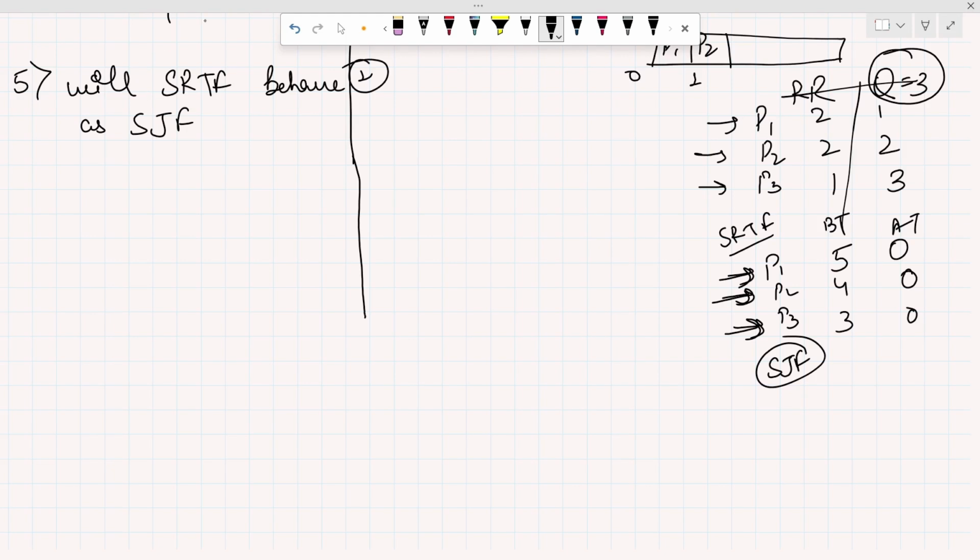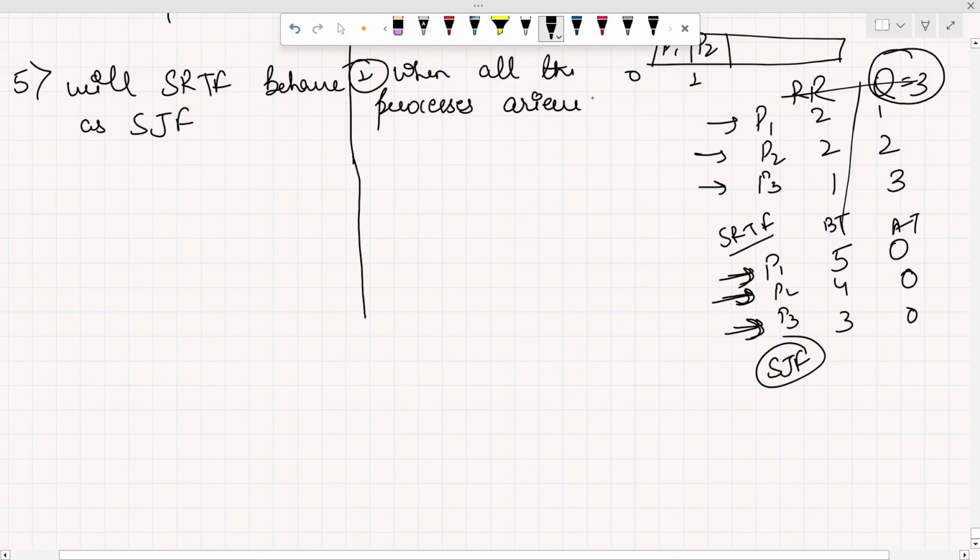So when all the processes arrive together, then we can say that SRTF behaves as SJF. Now what is the next part? There is another situation as well in which SRTF behaves as SJF. So yes, the answer is yes.